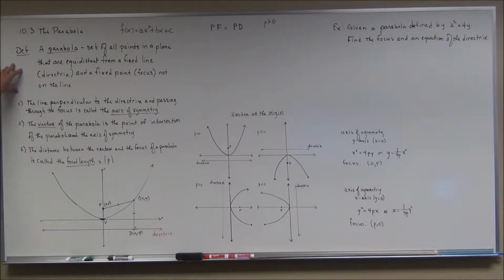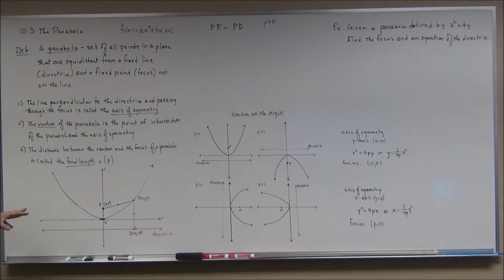And here's the definition that we're going to use. A parabola is a set of all points in a plane that are equal distance from a fixed line, which we call the directrix, and a fixed point, which we call the focus, and that point, the focus, cannot be on the line, it cannot be on the directrix.